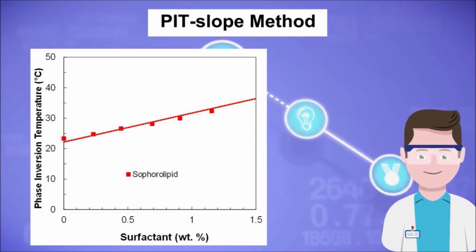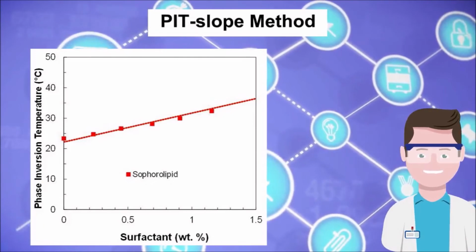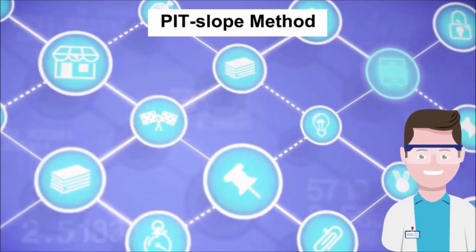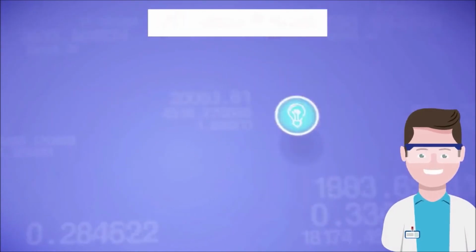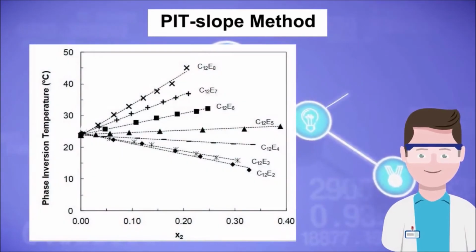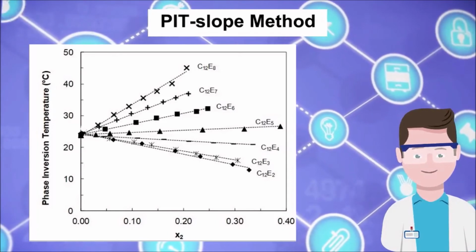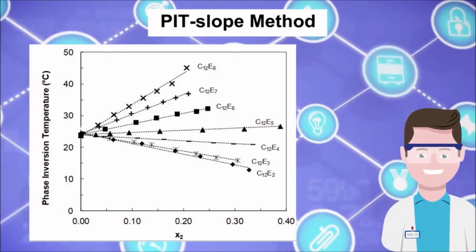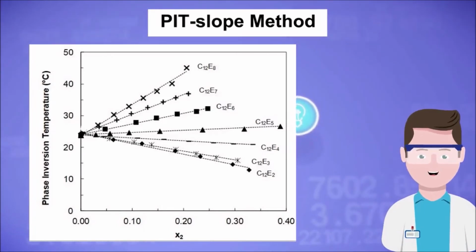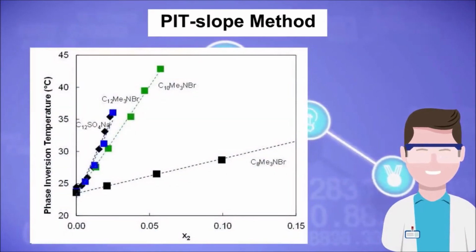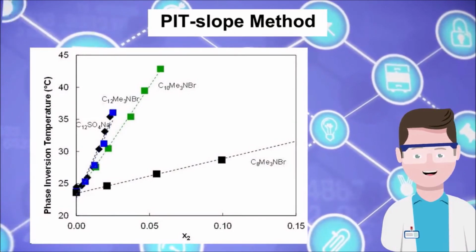When the added surfactant is a mixture, as in the case of the sophorolipid, the concentration is expressed as a weight percentage. When the added surfactant is well-defined, we can express the concentration as the molar fraction. In this figure, we can see the phase inversion temperature as a function of the molar fraction for several well-defined polyethoxylated surfactants. The method is valid for non-ionic surfactants, polyethoxylated or not. What happens if we use an ionic surfactant? This figure shows some results for anionic and cationic surfactants, validating the proposed method also for ionic surfactants.